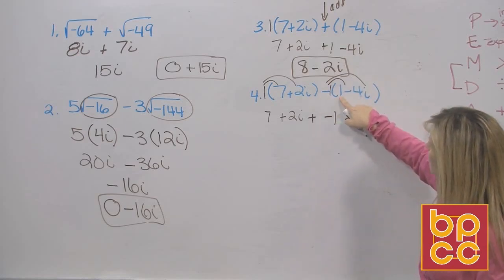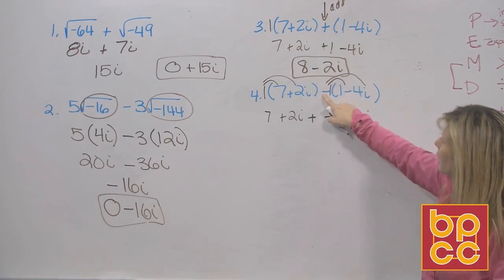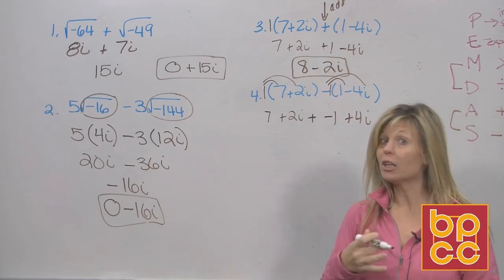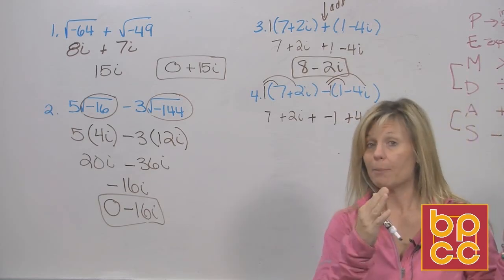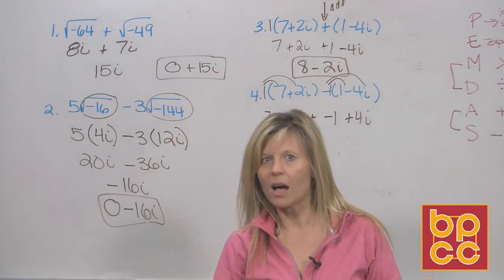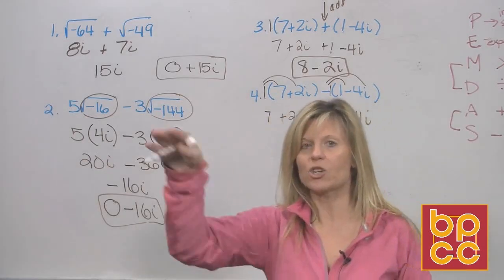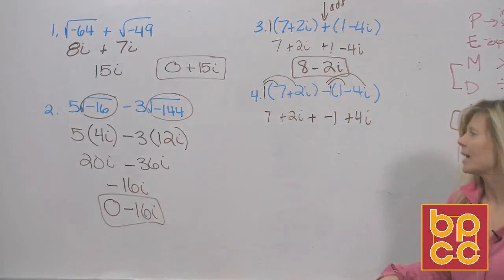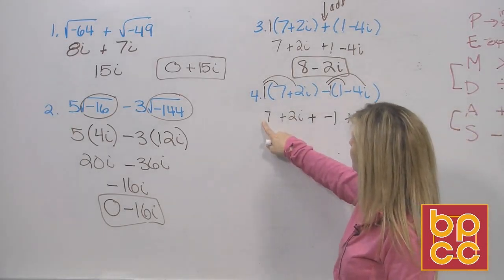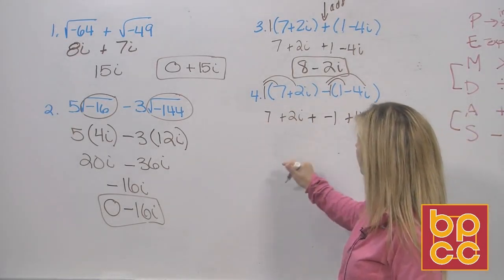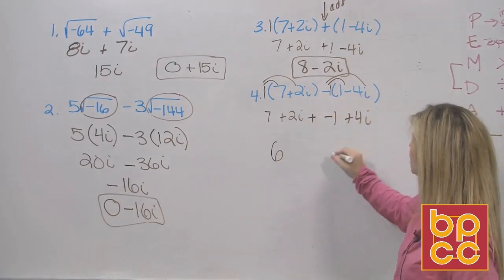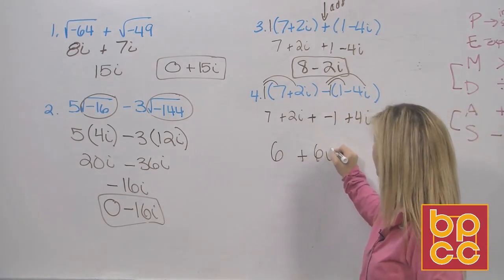A negative times a positive is a negative. A negative times a negative is a positive. So no matter how you look at it, guys, I'm subtracting, I change what's behind, or I see a negative 1 and I distribute it, the signs are going to change. Now you got to collect like terms. So our real number is 7 and a negative 1, which makes a 6. And our imaginary is 2i plus 4i, which is positive 6i.